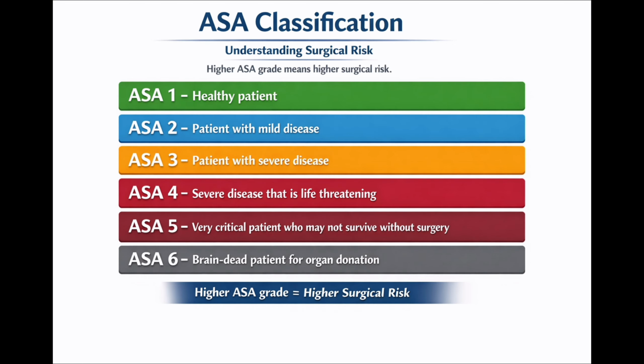The most important thing that we do in pre-op assessment is ASA classification. To understand surgical risk, patients are classified using ASA grading. ASA 1, healthy patient. ASA 2, patient with mild disease. ASA 3, patient with severe disease. ASA 4, severe disease that is life-threatening. ASA 5, very critical patient who may not survive without surgery. ASA 6, brain-dead patient for organ donation. Higher ASA grade means higher surgical risk.